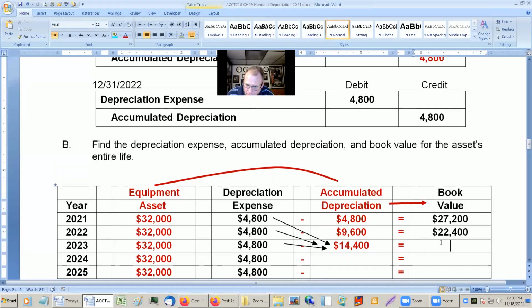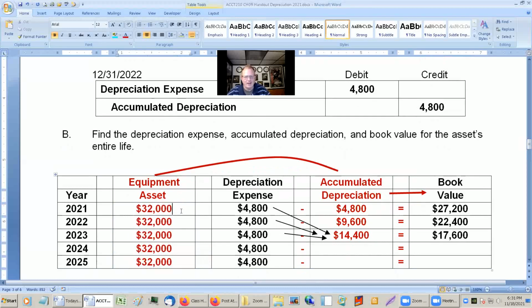30,560, I believe? 32,000 minus 14,400. No, it's less than that, right? Let me see, 32,000 minus 14,400 is 17,600. Notice something here, though. You see that this equipment account just sits there. These are getting added every year, but the equipment account just sits there like a slug.